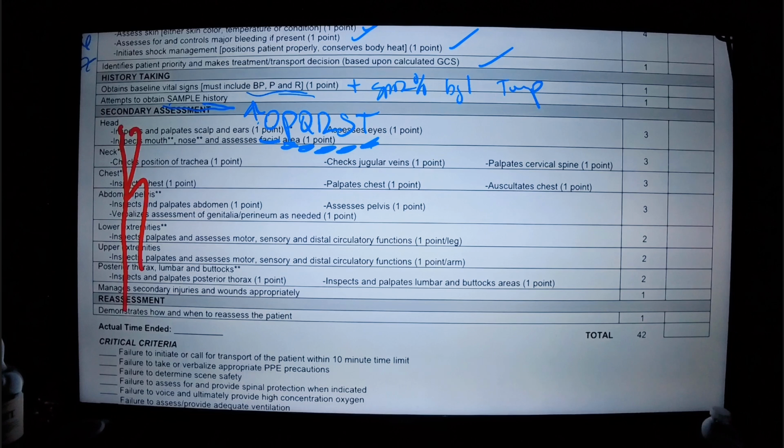We check for everything. DCAP-BTLS. Oh, I forgot. DCAP.